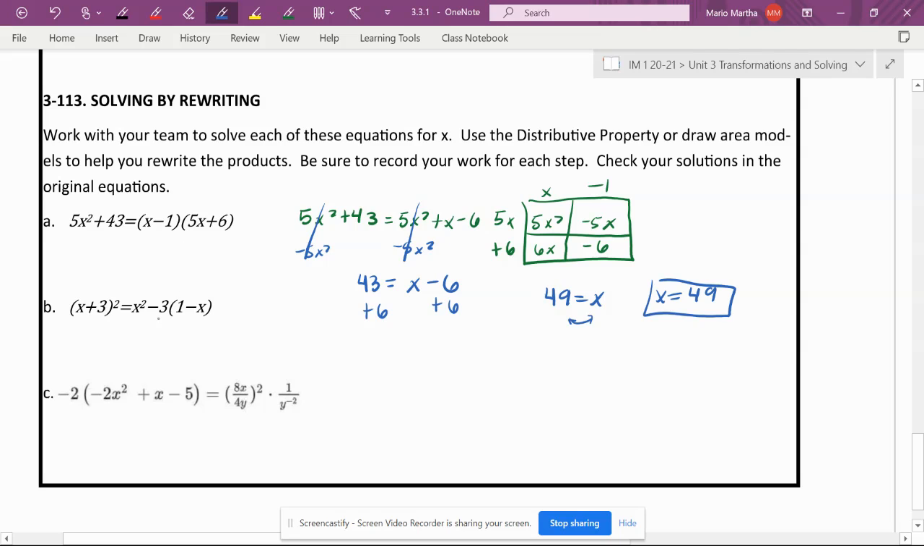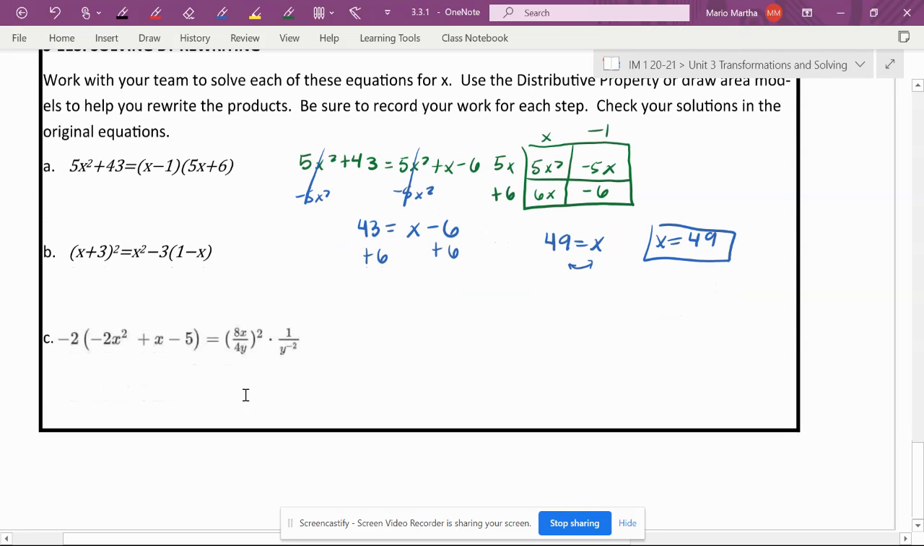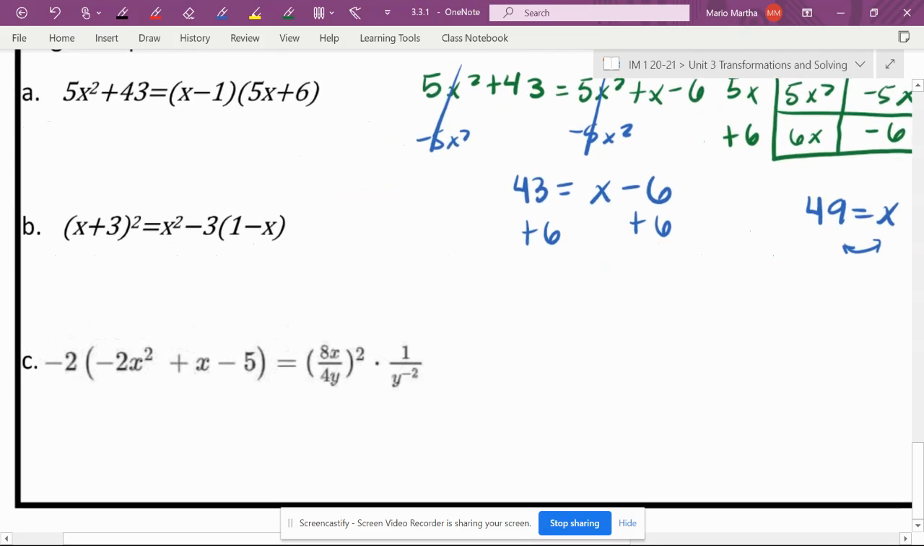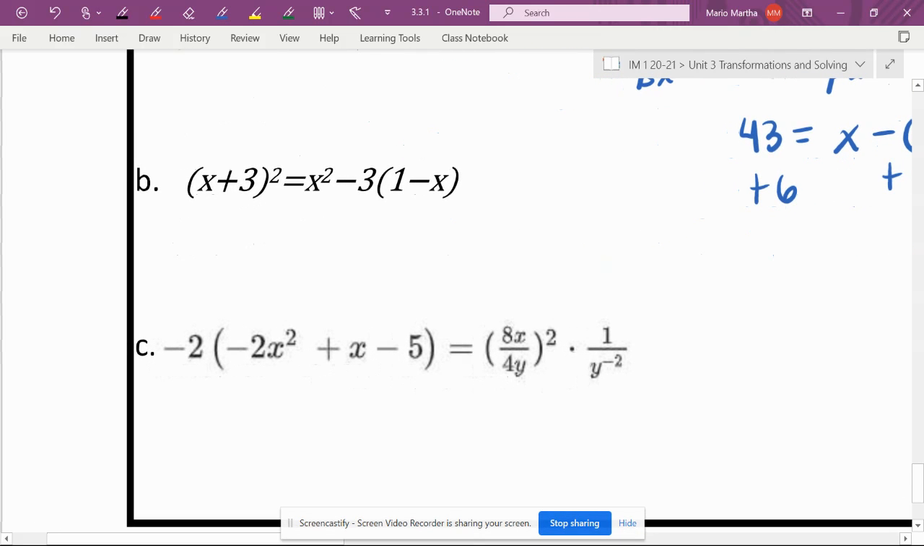All right. So the next one, you have x plus 3 squared equals x squared minus 3. So what we want to do there is, again, make sure that we are first distributing, right? So let's see that. First we're going to do the x plus 3 squared. Remember, that's just x plus 3 times x plus 3.